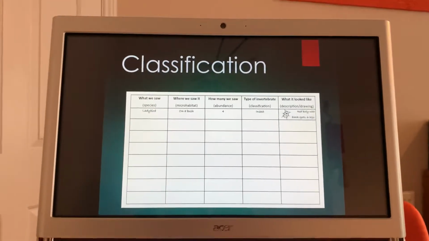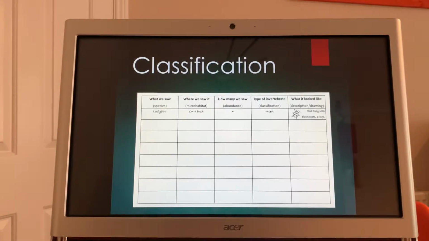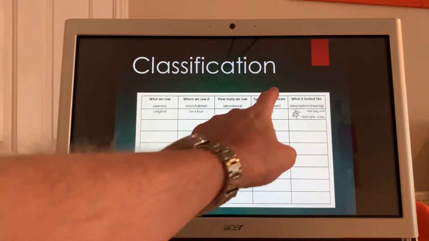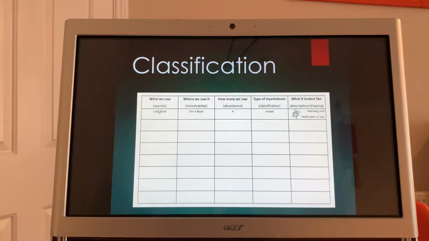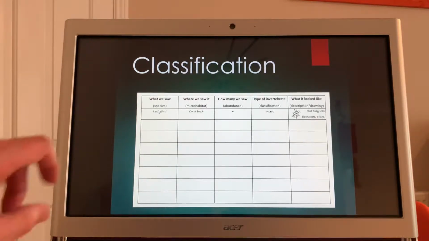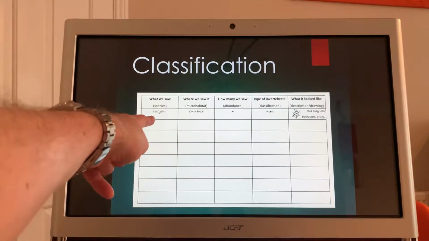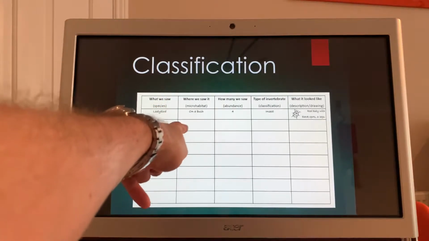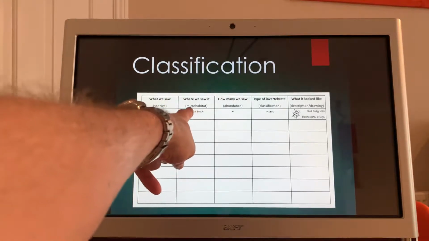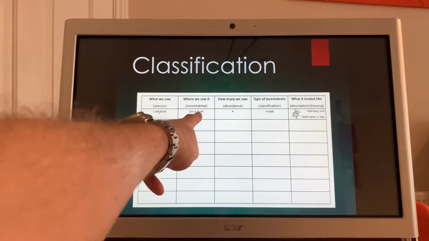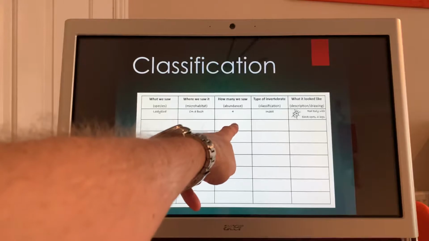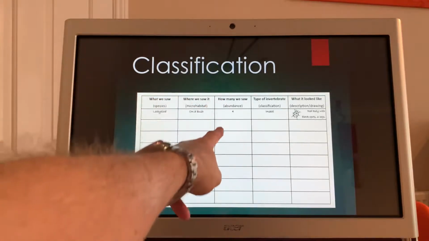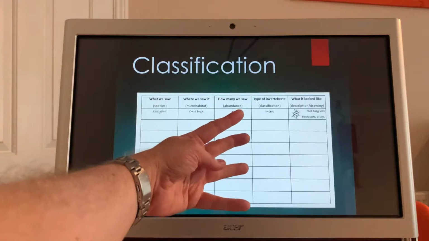We can see the column that I'd like to focus on today is this one, the type of invertebrate. So you can see the type of invertebrate is also known as the classification. So if we say the name or the species of our mini beast was ladybird, species being a scientific term here, scientific term for where it lives is the microhabitat. So we saw the ladybird on a bush. How many did we see? Or what was the abundance of ladybirds? There were 4 ladybirds together.